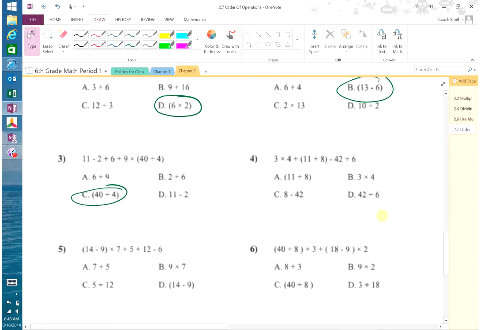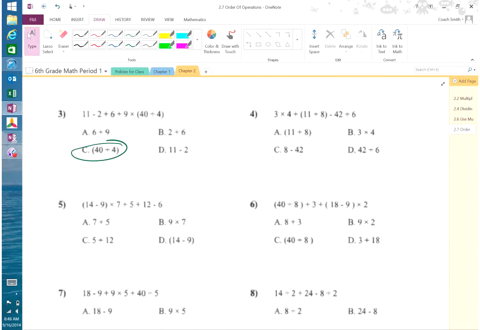Let's look at the next one, number 4. Number 4 says, well, you can read it. You got it on your paper, got it on the screen. So which one do I do here first? What letter? Staley. A. Okay, we got to do the parentheses. So these are fairly simplistic. Ought to be able to get these all right.